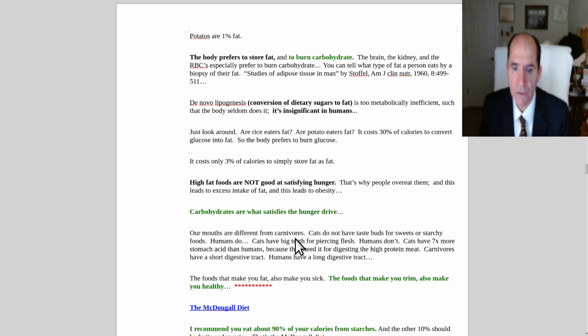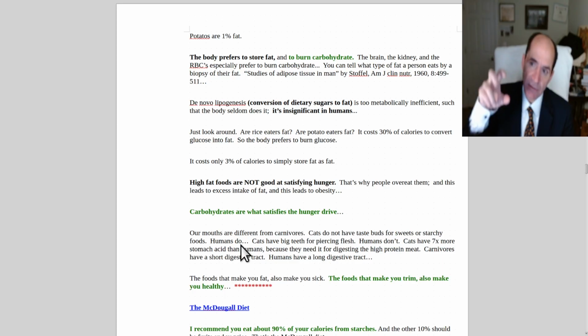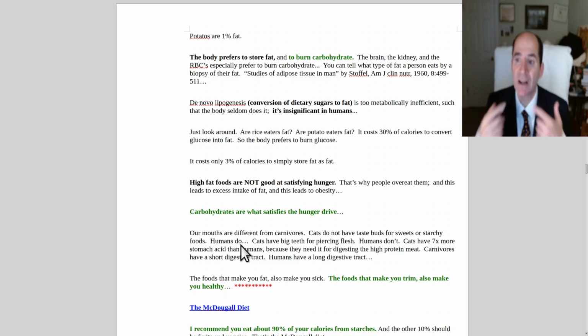Our mouths are different from carnivores. Cats do not have taste buds for sweets or starchy foods. Humans do. Cats have big teeth for piercing flesh, whereas our teeth are relatively flat, like a herbivore. Take a look at a picture of a horse's teeth and take a look at your own teeth. And people say, well, we have canines. Our canines are flat. I mean, they've got barely any point on them.